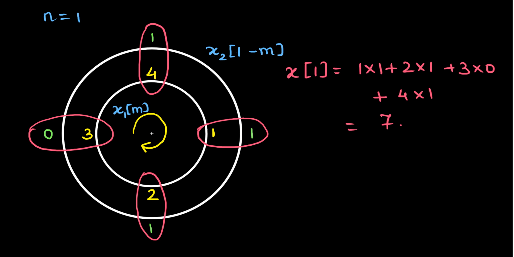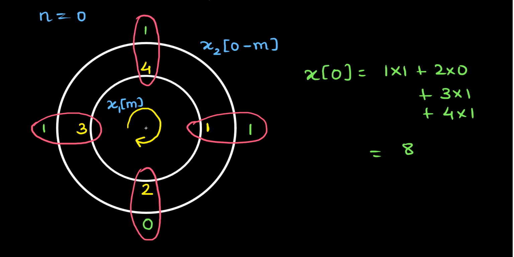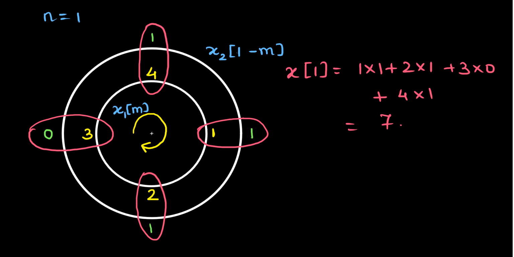Now if we need the value of n as 2, which means that this x2 of minus m is to be shifted by 2 units. That is, this one which was located here should go here, this 0 should be going at this location, and so on. Or in other words, we need to circularly shift this outer circle of x2 of 1 minus m again by 1 unit. That is, the one which was located here would be going here.